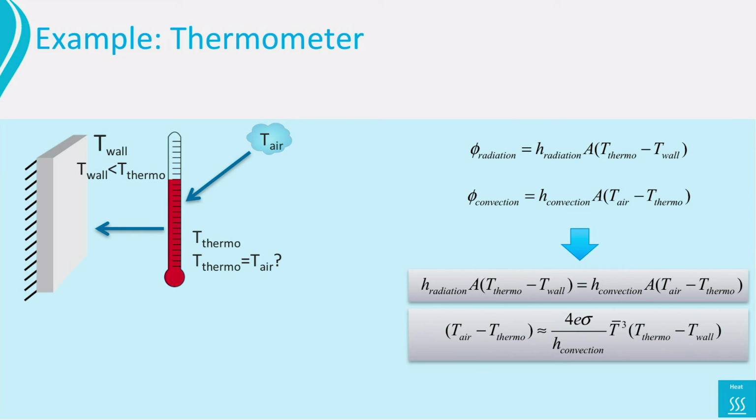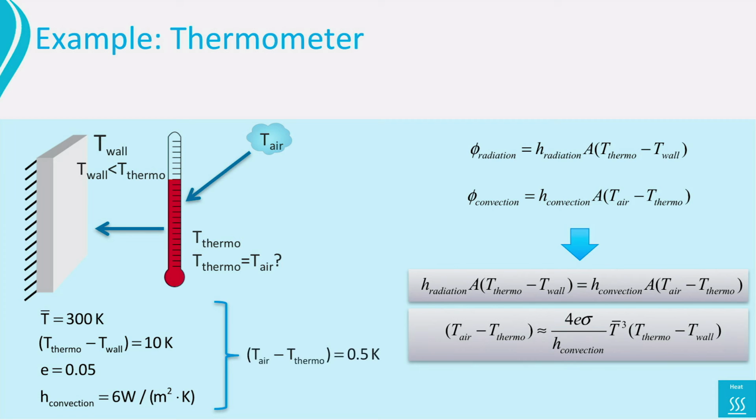To illustrate the effect of radiation, we take an average temperature of 300 Kelvin, a temperature difference between thermometer and wall of 10 Kelvin, an emission coefficient of 0.05 for the thermometer and a value of 6 watts per square meter per Kelvin for the heat transfer coefficient. If we substitute all these values, we see that the temperature difference between the air and the thermometer is about 0.5 Kelvin. This example shows that even at room temperature, the effect of radiation could play a role.